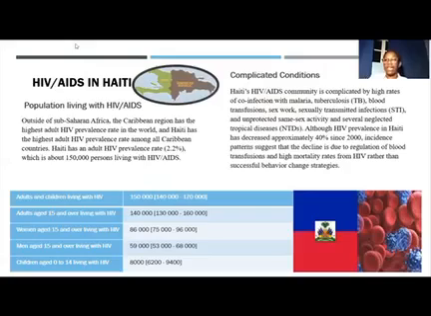HIV and AIDS in Haiti. Outside of sub-Saharan Africa, the Caribbean region has the highest adult HIV prevalence rate in the world, and Haiti has the highest adult HIV prevalence rate among all Caribbean countries, which means that there are 150,000 persons living with HIV and AIDS in Haiti.